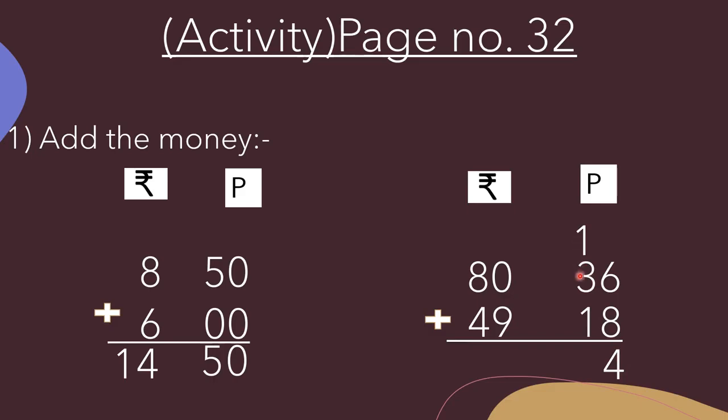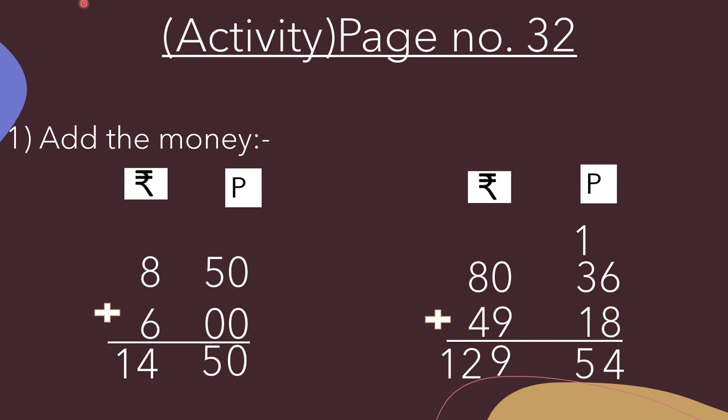Now 1 plus 3, 4 and 4 plus 1, 5. So here we will write 5. Now 0 plus 9, that is equal to 9. 8 plus 4. So keep 8 in your mind and open your 4 fingers. Now we have to speak forward counting. 9, 10, 11, 12. So here we will write 12. So what is the answer beta? That is 129 rupees 54 paise.